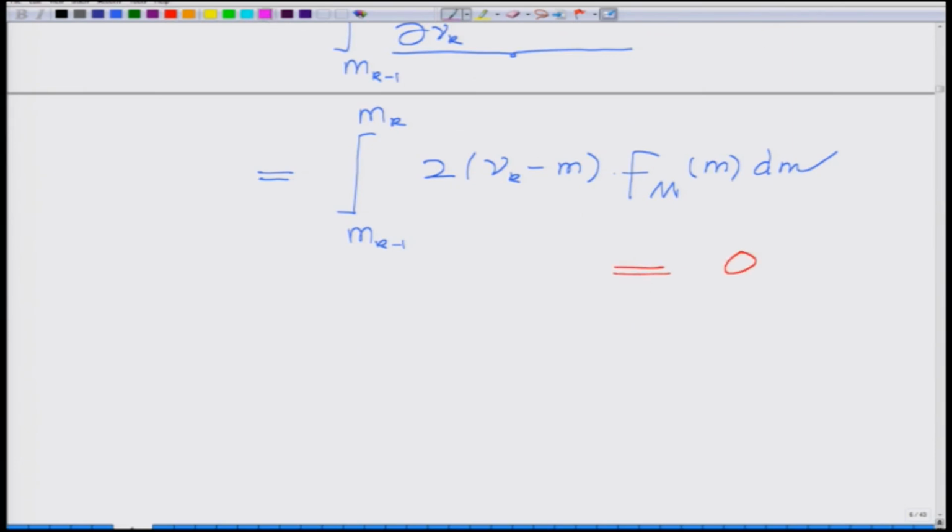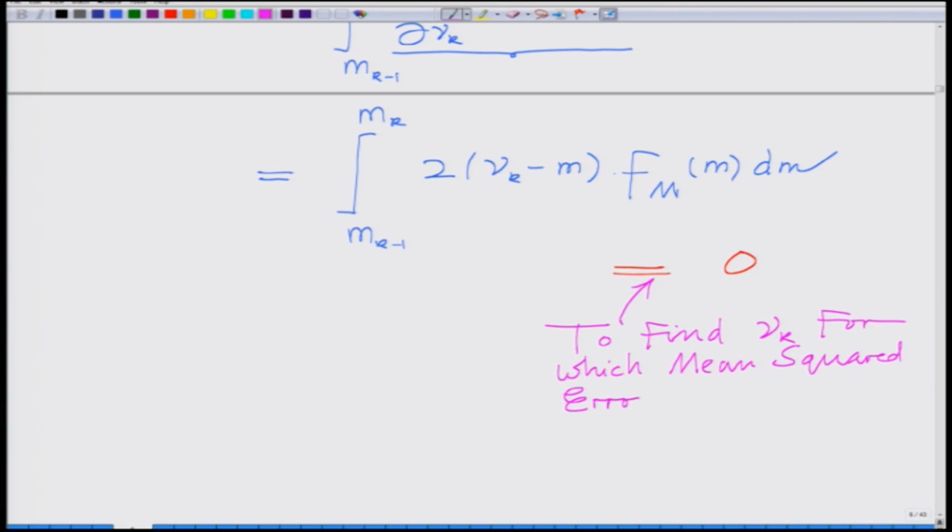Now, what we have to do is equate this to 0. We are doing this to find the nu k for which the mean squared error is minimized. Okay. And therefore, this equating to 0 is only for the purpose of that.